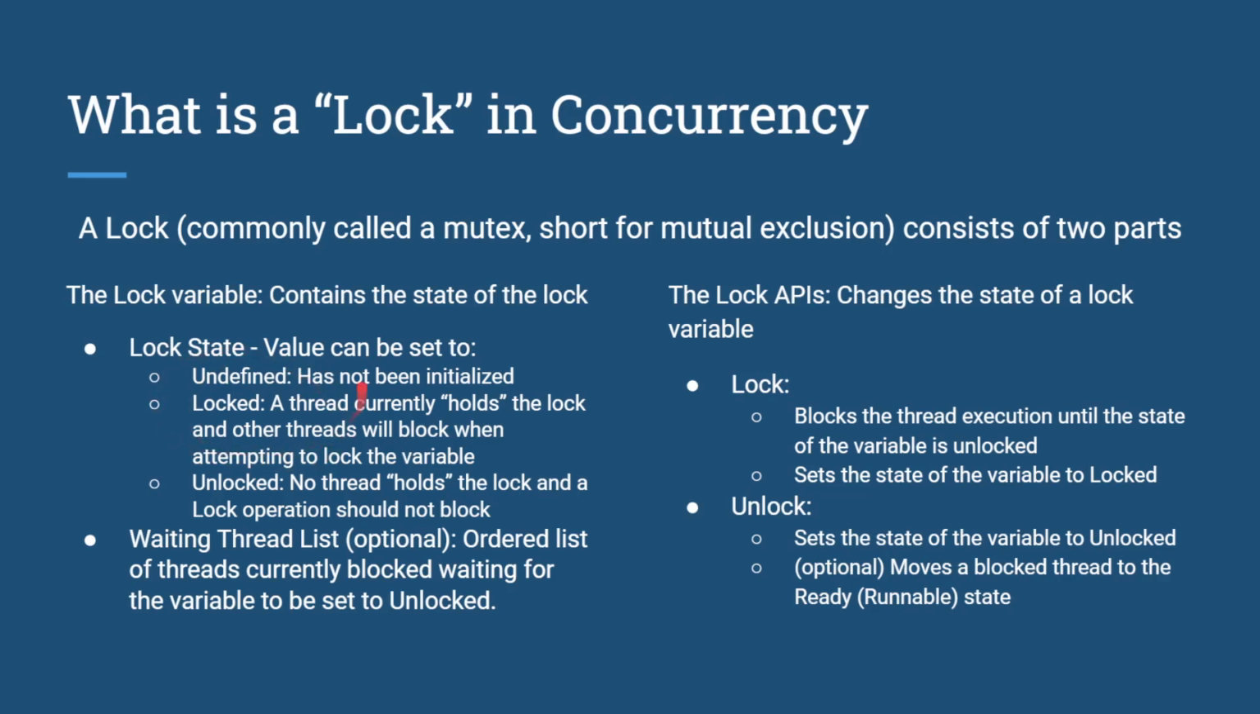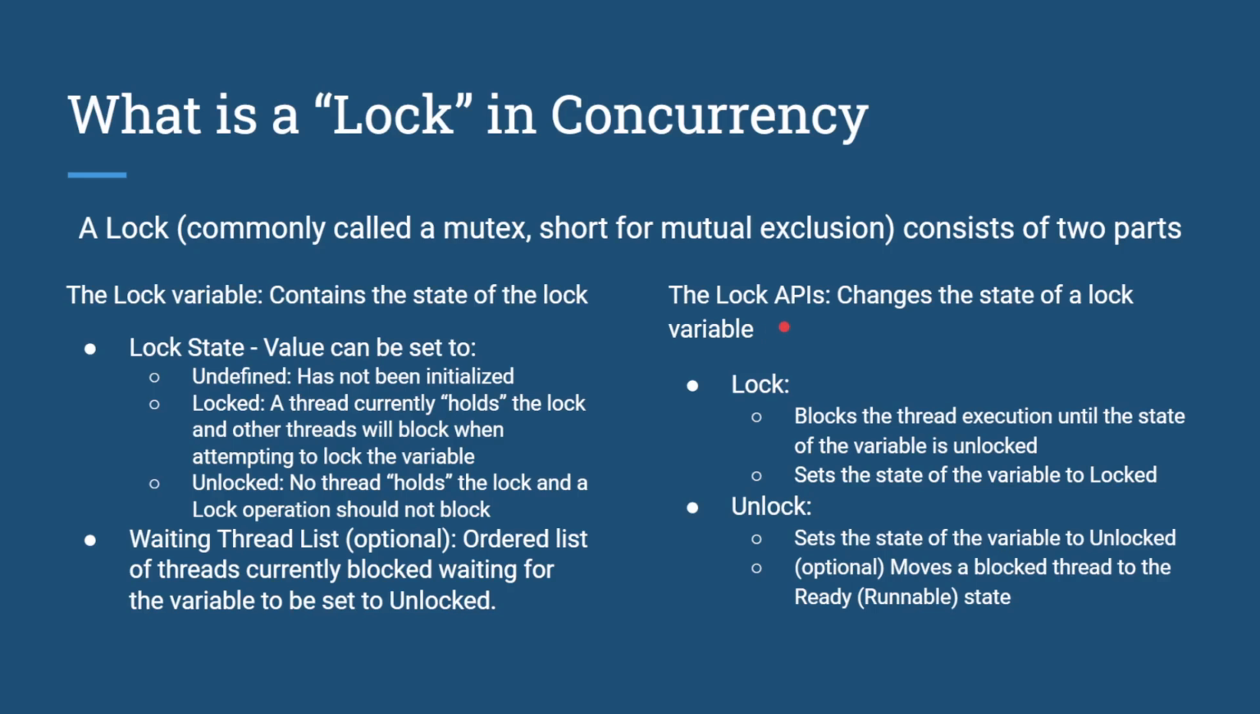Sometimes, not always, but some locks will actually contain a list or a queue of waiting threads, where we have the list of threads that are currently blocked, and we can unblock those threads when the lock becomes unlocked and allow that process to continue processing.